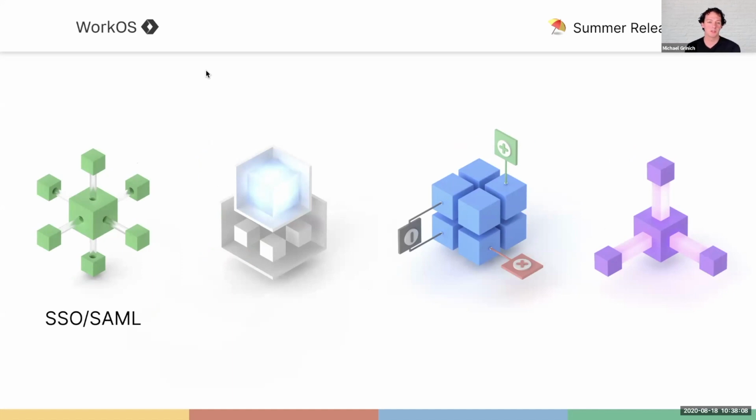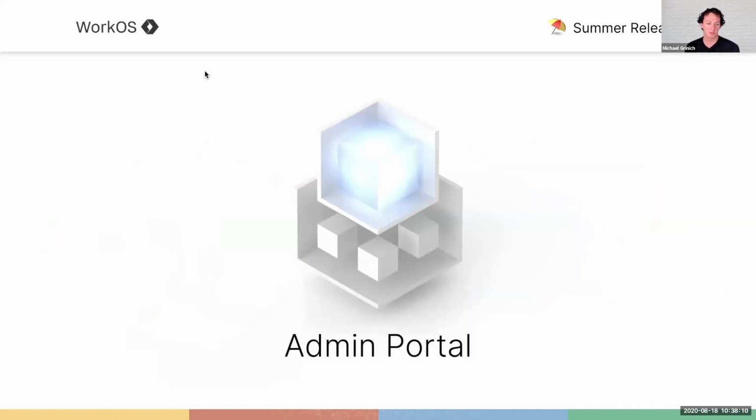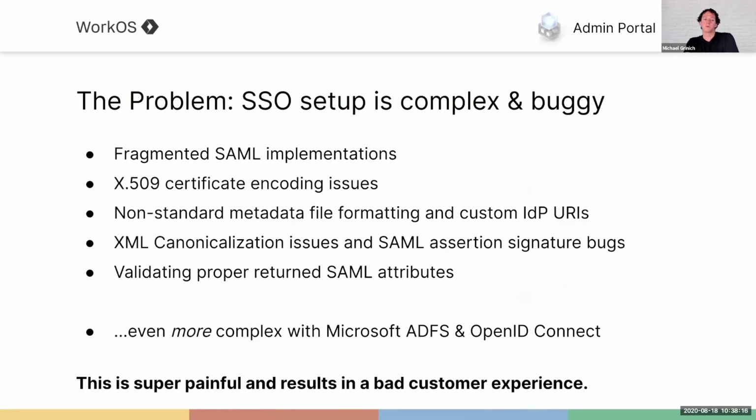So the second thing I'm going to talk about is something that we call the admin portal. So what is this? The problem here that we're solving is actually that SSO setup is really complex. What Taylor just showed you around integrating WorkOS SSO to actually connect it to your application through OAuth is really, really easy. That's one integration you do and then you're done.